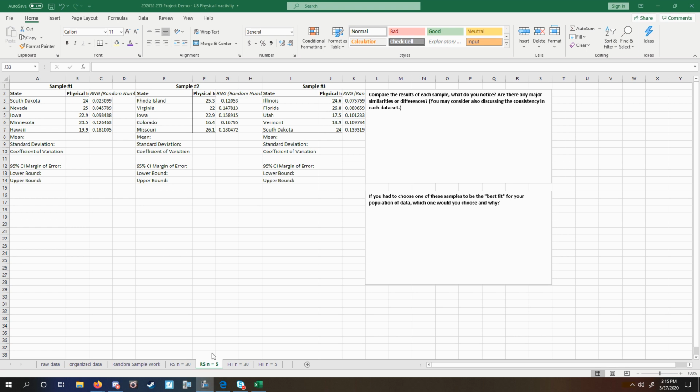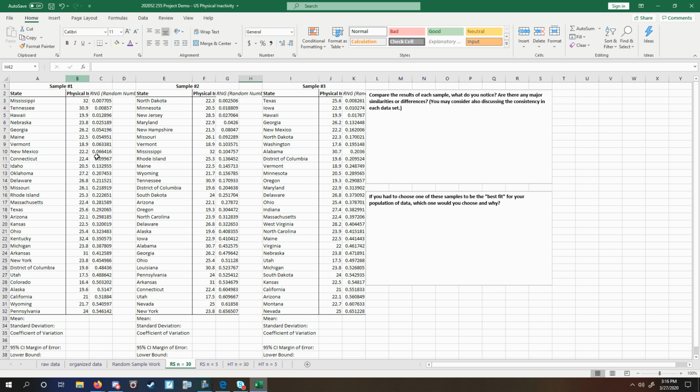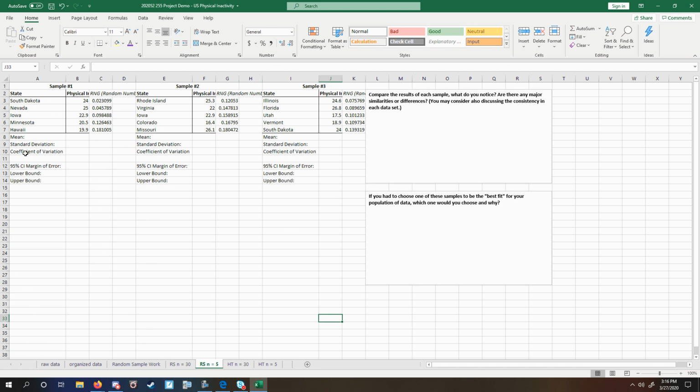So for this, I'm going to teach you how to apply the functions for confidence intervals, and know that you're going to use the same rules for your sample of 30 like we have over here, but so we can keep it all on one page, I'm going to start with our samples of 5. So before you go any further, go ahead and fill in your mean and standard deviation and coefficient of variation using the functions that we learned about in the first video. I'm going to pause for a moment and fill all of those in for our 3 samples.